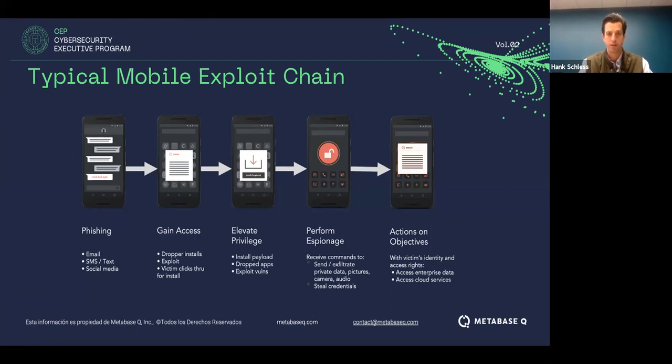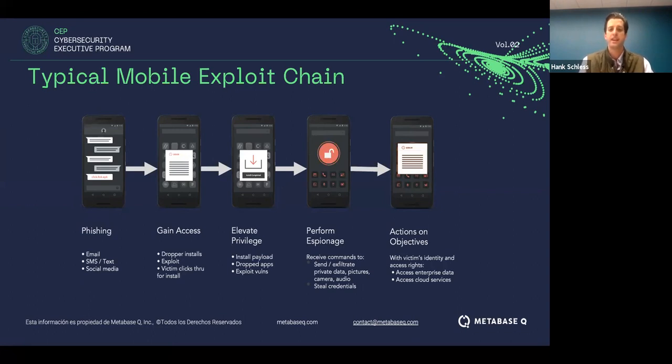Now, Pegasus, we all know, is a mobile surveillanceware, but it's just one example of a lot of different types of malware and surveillanceware that can be used to target or survey individuals. So really, gaining access comes through that exploitation, and then once they're able to do that, they're elevating privileges. They're going in and maybe getting root access on the device, becoming the administrator, being able to see everything that's going on. And then from there, they perform the espionage side of it, right?